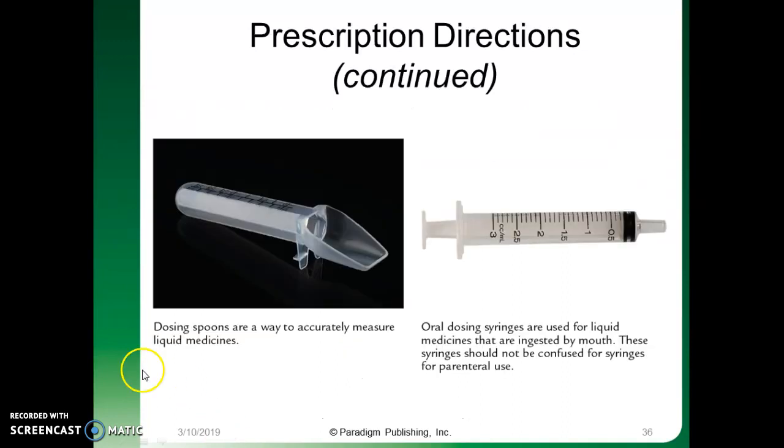So here's a dosing spoon, and maybe this is perhaps used for children, and this syringe may be used for even smaller children. So again, this dosing will probably be on one side mLs, on the other side teaspoons. Here the syringe is only measured as mLs, or sometimes referred to as cc.